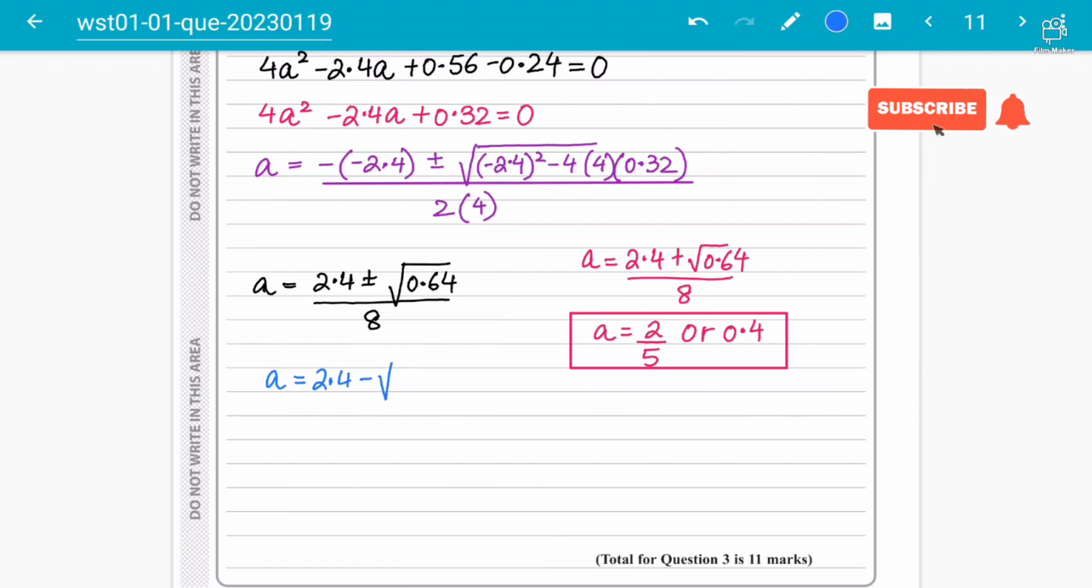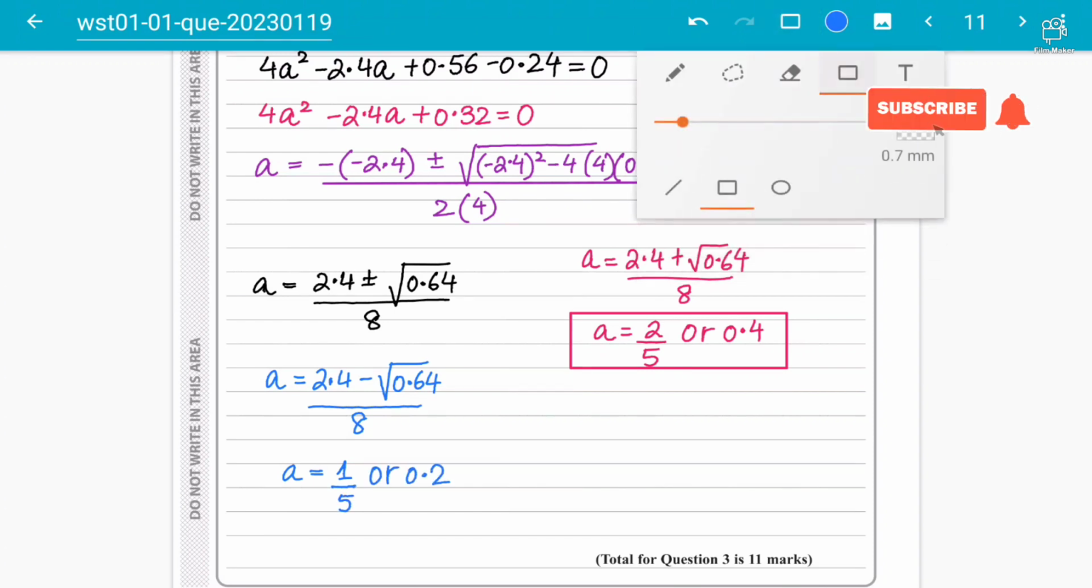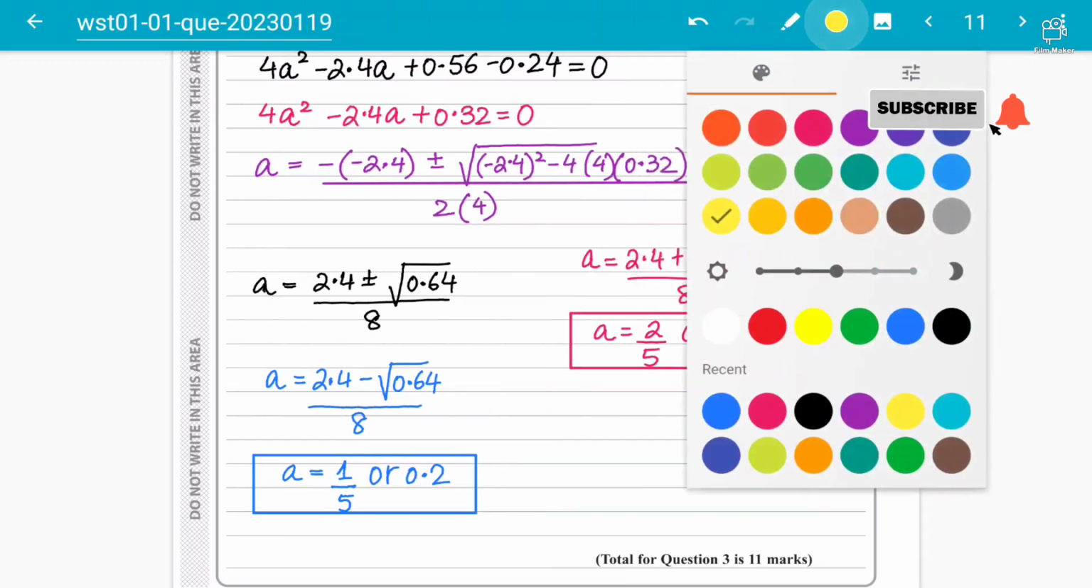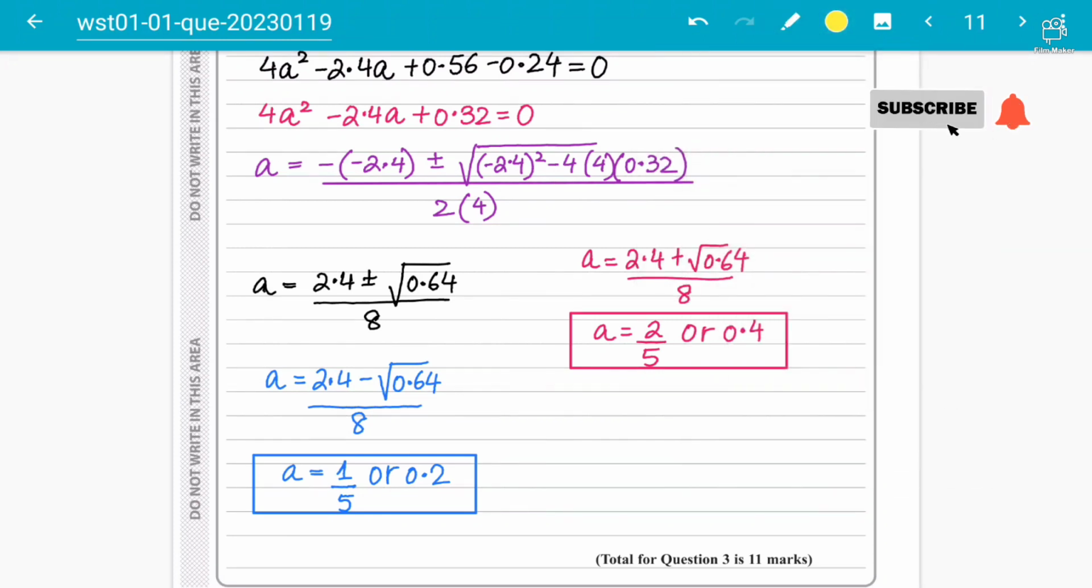2.4 minus square root of 0.64 divided by 8. So it's going to be a equals 2.4 minus square root 0.64 and divided by 8. So I'm getting it as 1 upon 5, also called 0.2. So these are the values that are possible, and both of them are acceptable because the a value will definitely be coming between 0 and 6, students. So make sure you don't reject any value, as both of them will be correct.